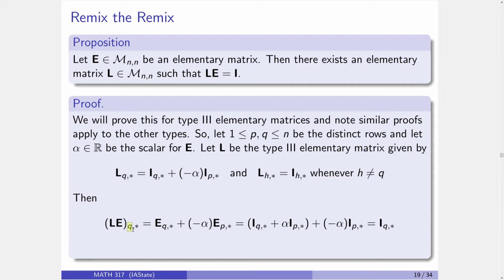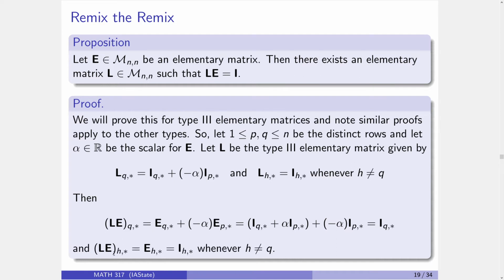So the Qth row, as we've already proven, multiplying by L, the Qth row will be the Qth row of the matrix that's being multiplied, plus negative alpha times the Pth row. But the way E is set up is that its Qth row is the Qth row of the identity plus a scalar multiple of the Pth row, and the Pth row is held fixed. So hey, they cancel out and we get the Qth row of the identity.